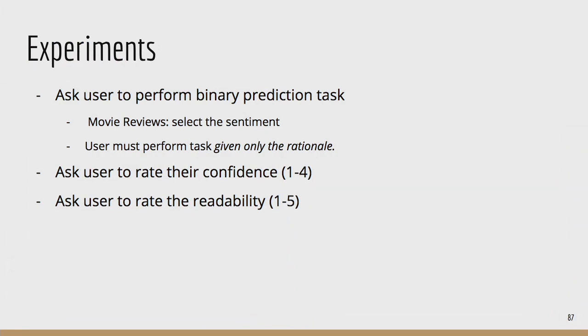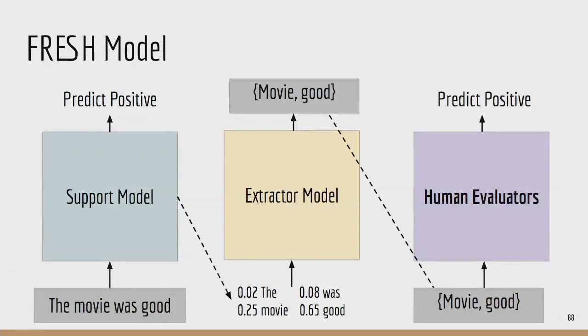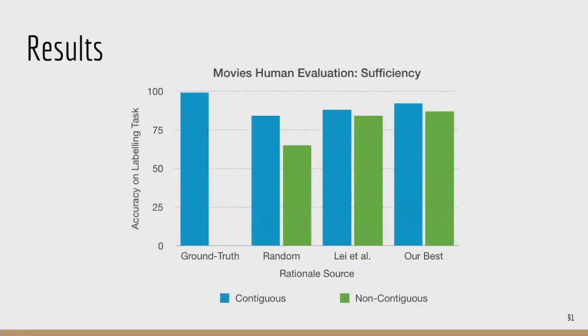We additionally asked them to rate their confidence as well as the readability of the rationale to test plausibility and to give us a bit of a more fine-grained notion of sufficiency here. So again, we've just replaced the classifier module with a human annotator for the human analysis portion. And so what we find is quite interesting.